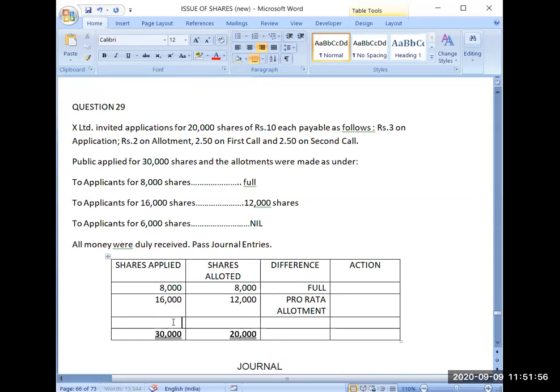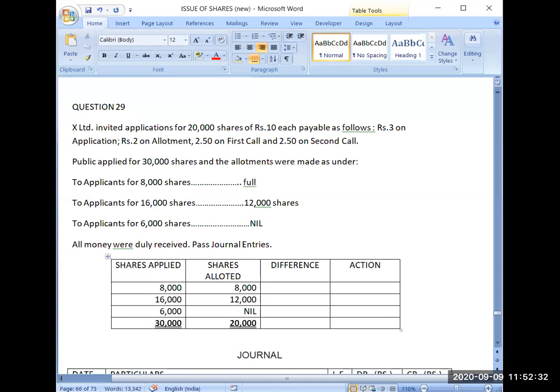And now the third category is 6,000. No share has been allotted. So it is nil allotment. All the three types of allotment are there in this question. It is not under subscription. In under subscription, your number of applications are less than the number of shares issued. Here your number of applications are more. Yes, please. Still here any confusion to anyone?